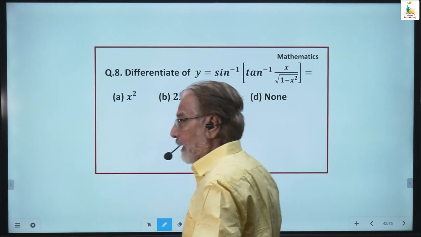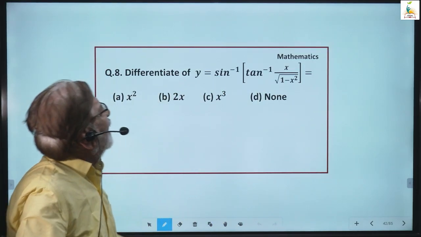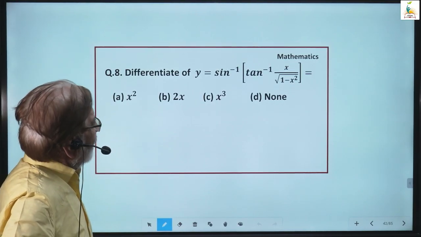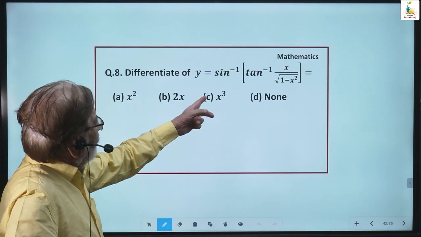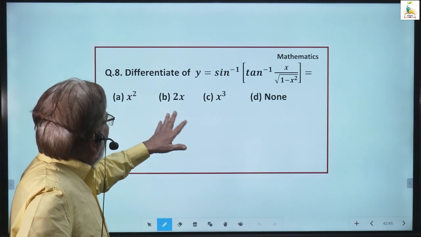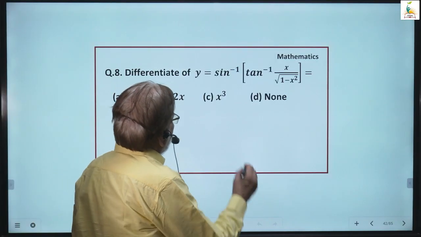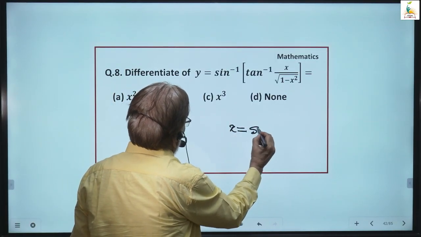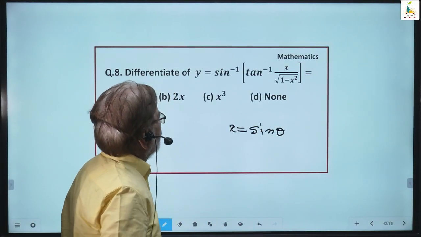Similarly, if I put x equal to sin theta, this will be tan inverse x upon under root of 1 minus x square. So this will be sin inverse sin theta and we can get the answer. What you have to do? Put x equal to sin theta. We shall get the answer.